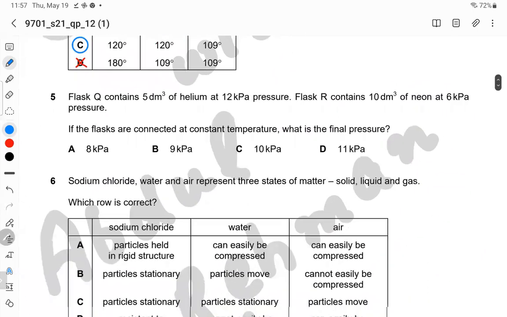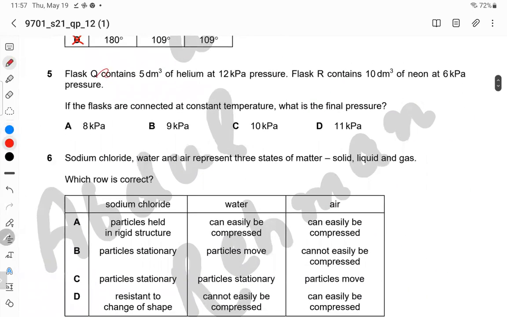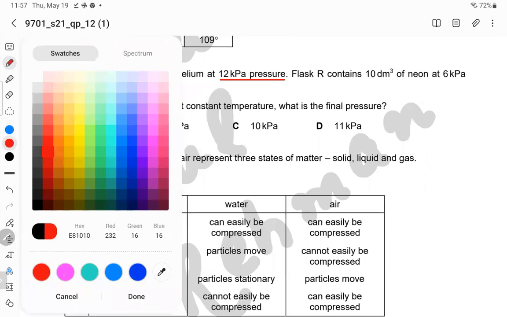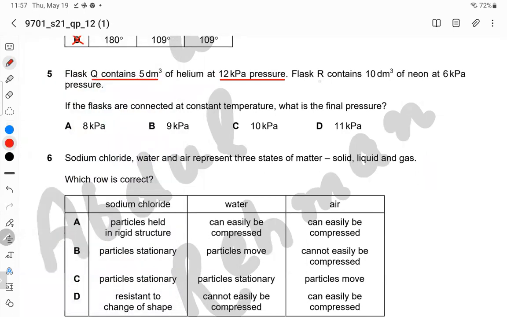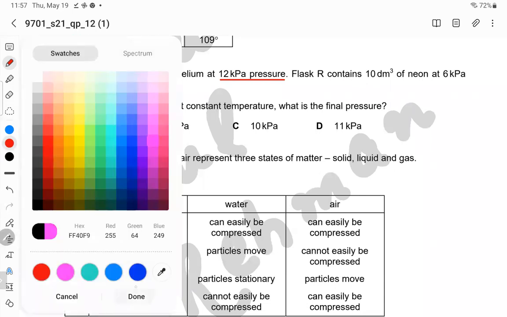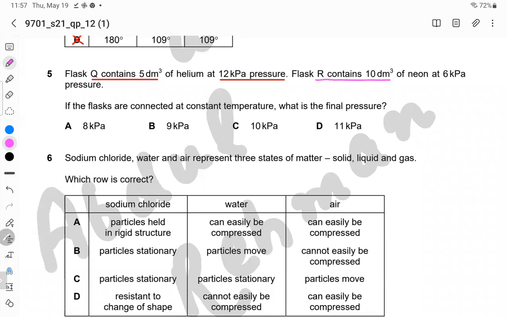Okay, great. Now, question number 5. Flask Q contains 5 dm cube of helium at 12 kilopascal pressure. And then flask R contains 10 dm cube. Let me mark with a different color. R contains 10 dm cube of neon at 6 kilopascal pressure. If the flasks are connected at constant temperature, what is the final pressure?